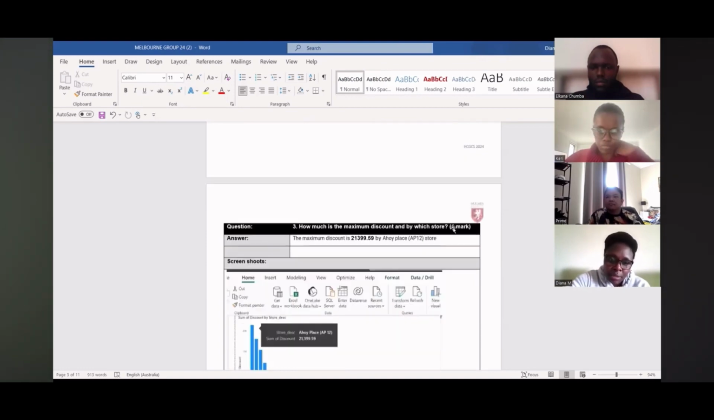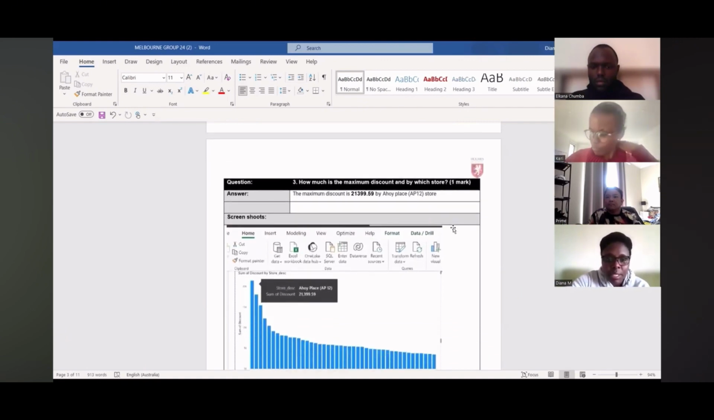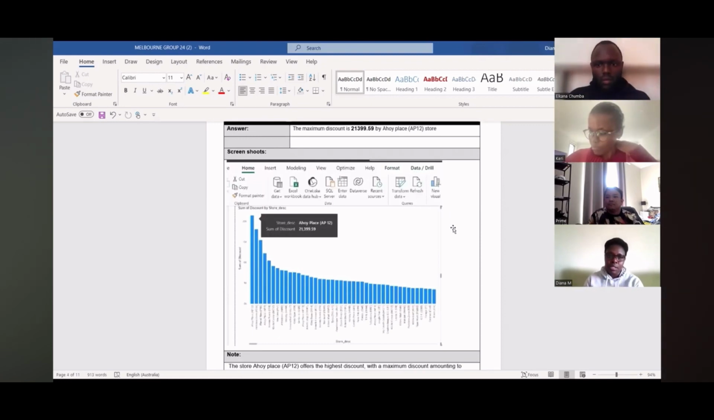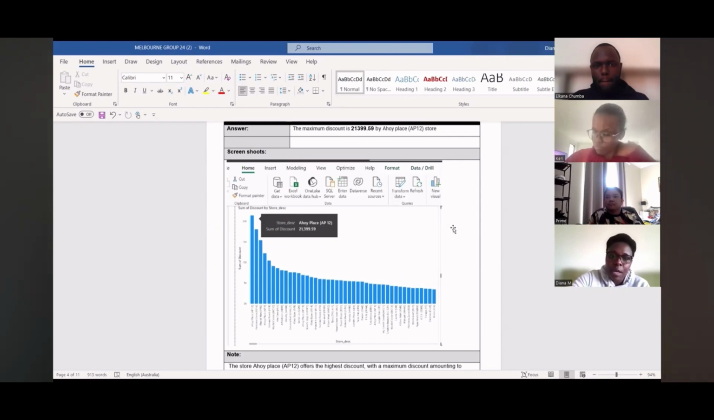Moving on to the third question, how much is the maximum discount and by which store? Clearly from the screenshot from the report, the maximum discount is at 21,399.59 and belongs to Ahoy Place store. Moving on to the next question, that's question 4.